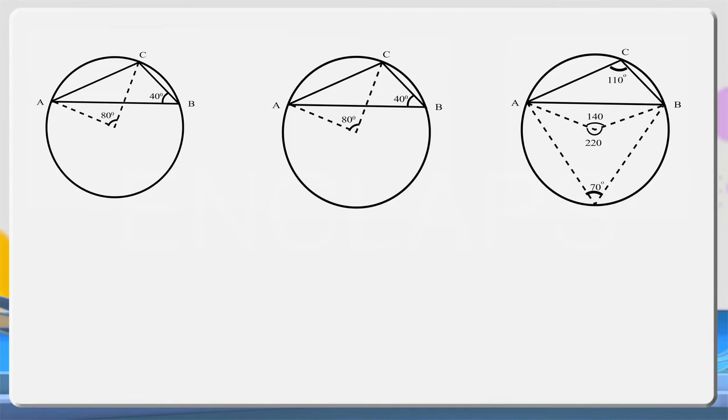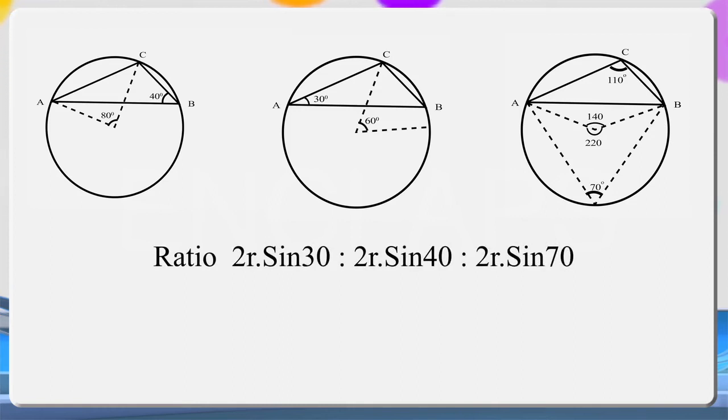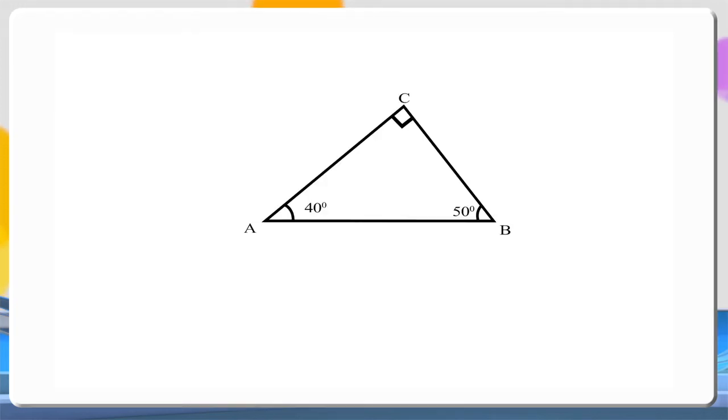Now we got all central angles. So by applying the equation of length of chord, the ratio will be 2r sine 30, 2r sine 40, 2r sine 70. Here you note this, 70 is the supplementary angle of 110. You will get the 70-degree angle by subtracting it from 180. So, when you are given an obtuse angle, it should be subtracted from 180 to find the length of the chord.